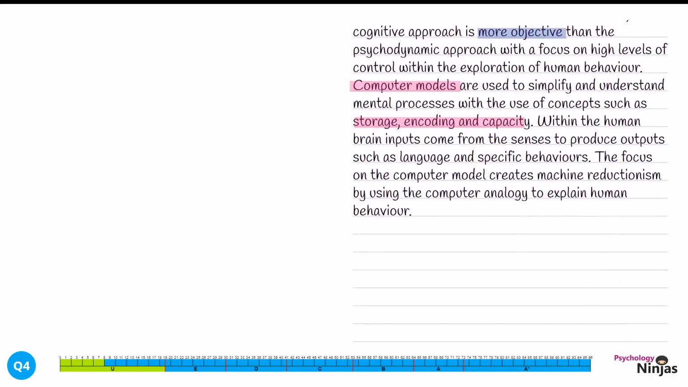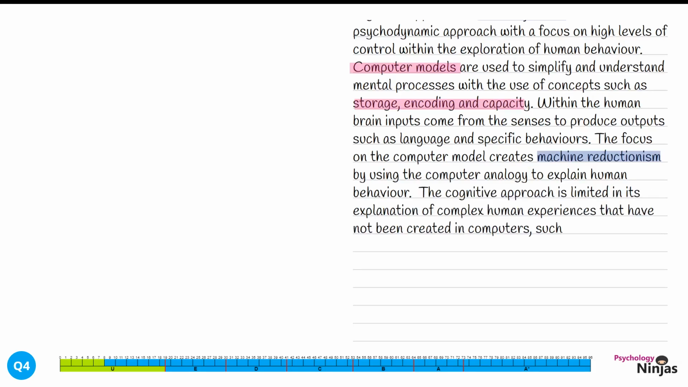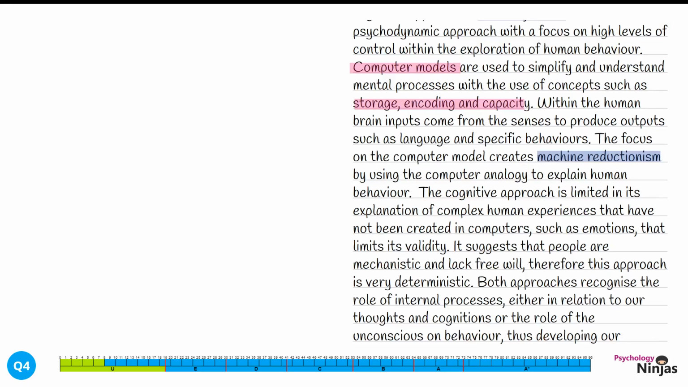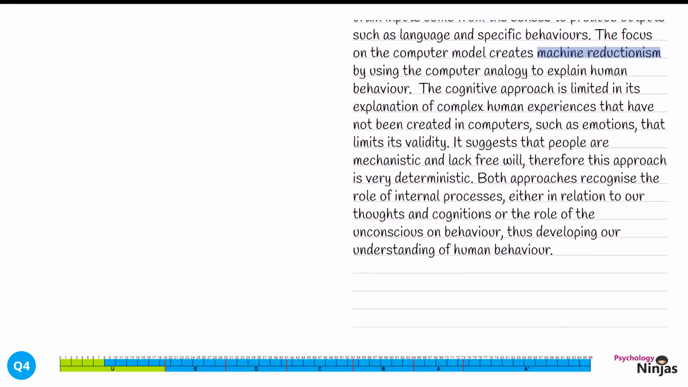The focus on the computer model creates machine reductionism by using the computer analogy to explain human behaviour. We've identified key terminology within exploration of an approach by talking about machine reductionism. And then we're going to explain this in more detail. The cognitive approach is limited in its explanation of complex human experiences that have not been created in computers, such as emotions, that limits its validity. It suggests that people are mechanistic and lack free will, therefore this approach is very deterministic.